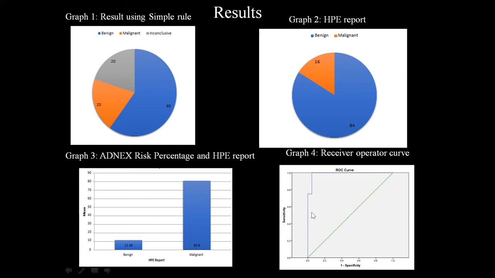The ROC is interpreted by the area under the curve. The area under the curve ranges from 0 to 1. The higher the AUC, the higher the prediction. The risk percentage using the ADNEX model with a cutoff of 29.35 had an AUC of 0.988, which is a very good predictor for identifying the malignant lesion.